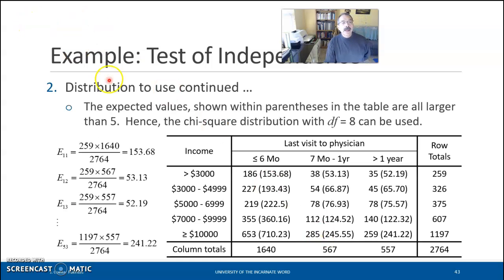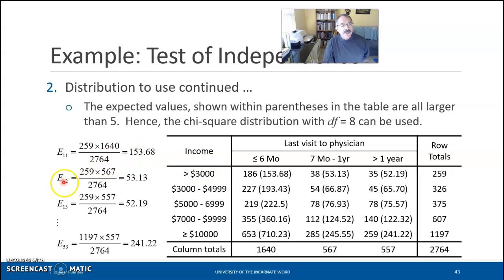All right, to do the calculation of the expected values, we do it cell by cell. So for example, for cell 1, which is row 1, column 1, we take the row total for that row times the column total and divide that product by the total amount. So it's 259 times 1,640 divided by 2,764. That gives you this number.